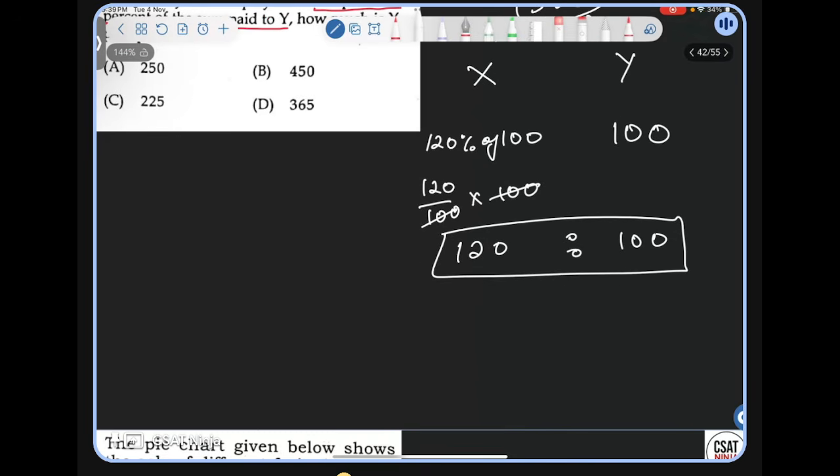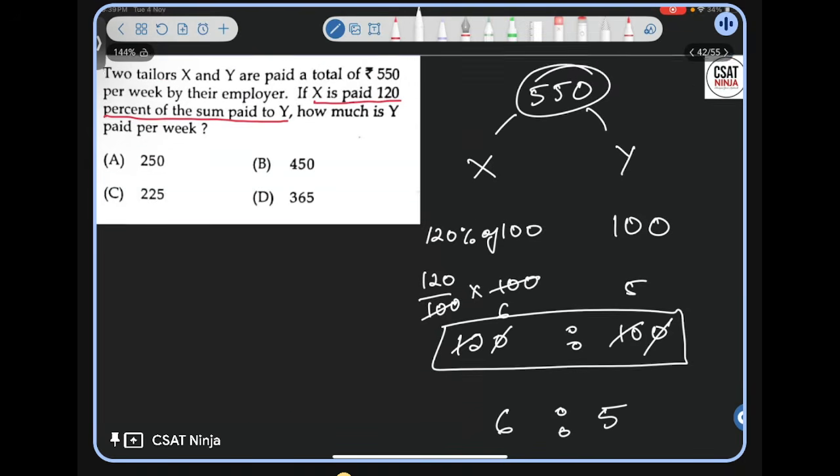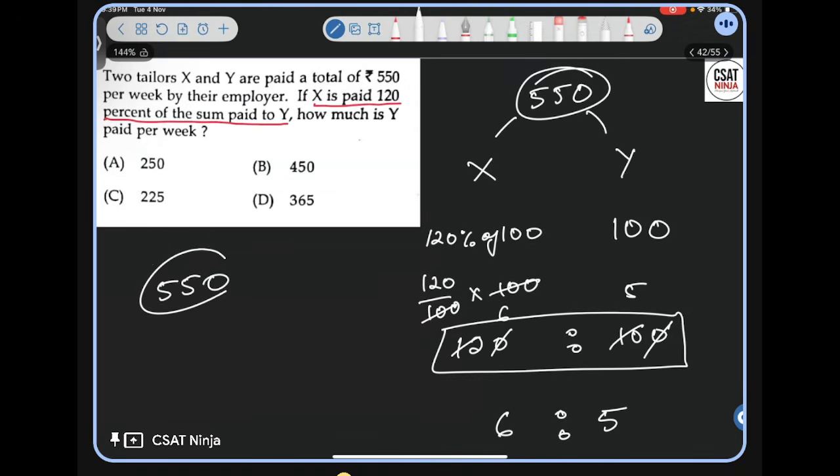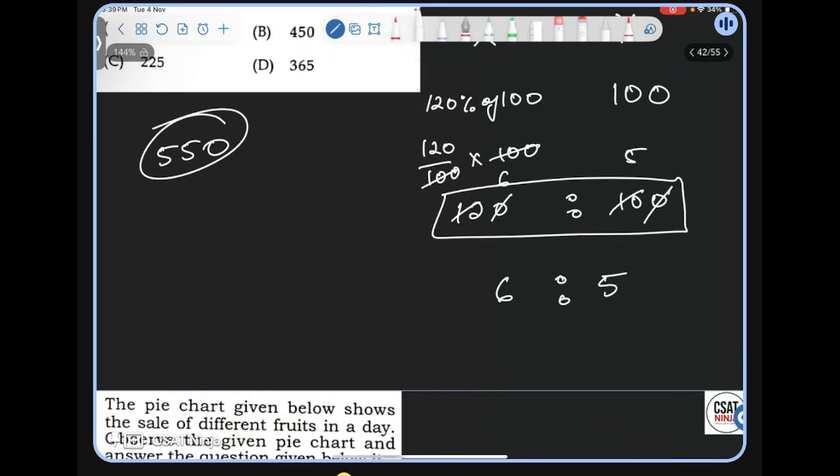Can I reduce this? The zeros cancel. 2 5s are 10, 2 6s are 12. That means X in terms of ratio is 6 and Y in terms of ratio is 5. So X is paid 6 rupees and Y is paid 5 rupees. But what does the question say? They are paid a total of 550 rupees, both of them together.